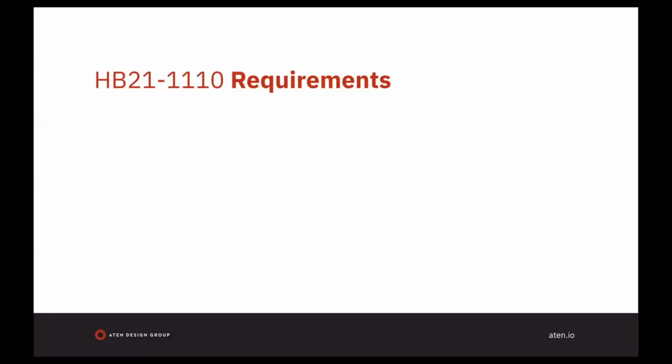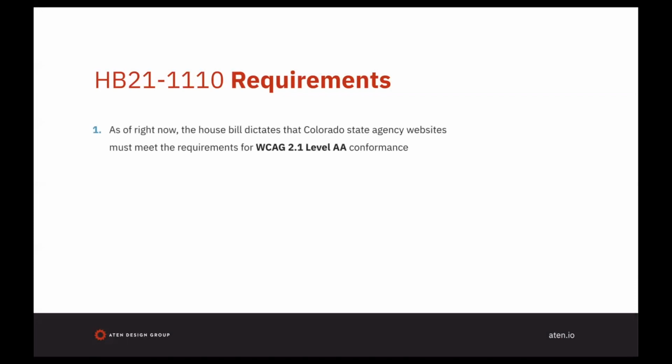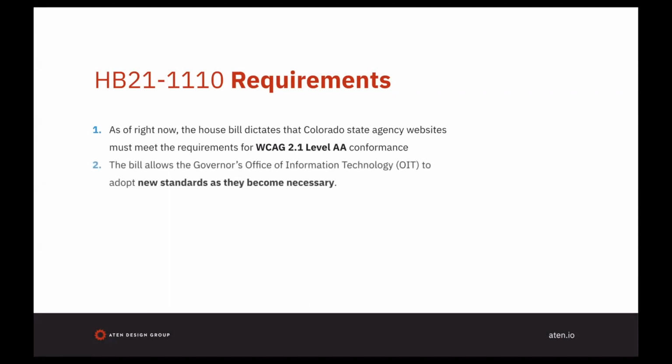For those that need to be aware of that Colorado House bill and what this means for the latest WCAG updates, as of right now, the House bill dictates that the Colorado state agency websites must meet the requirements for WCAG 2.1 level AA conformance. However, this may change over time. The bill does allow that the Governor's Office of Information Technology to adopt new standards as they become necessary.